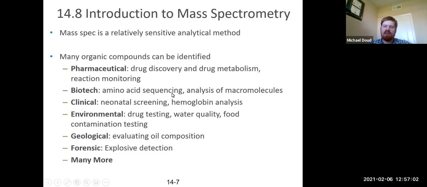If you analyze blood, oftentimes, hemoglobin for example is analyzed through mass spectrometry. Environmental techniques as well: you can use mass spectrometry to test for drugs or test for contaminants in water and in food. And then even in geological forensics and many more.